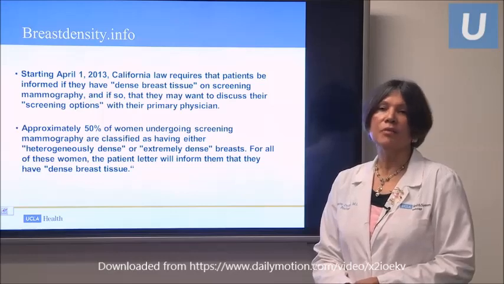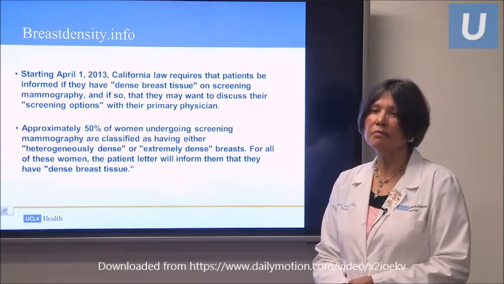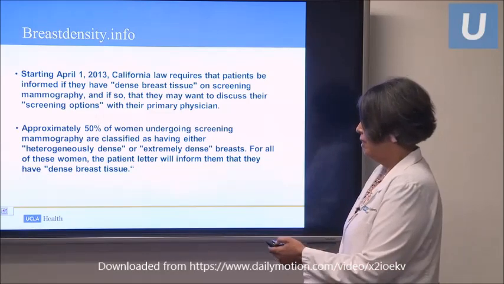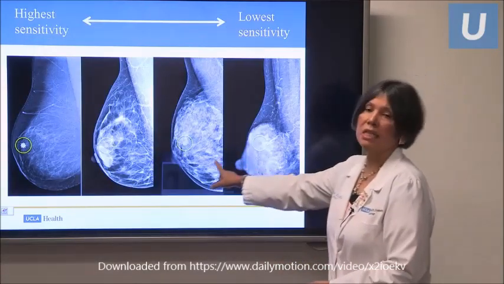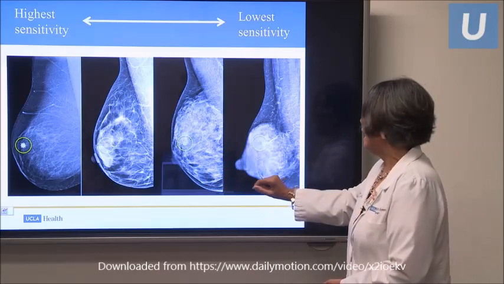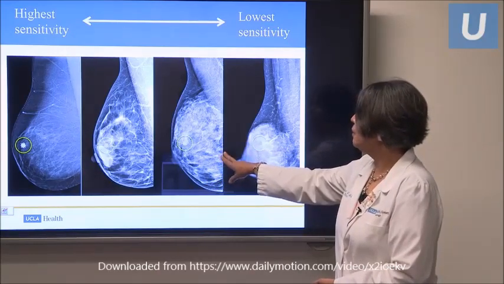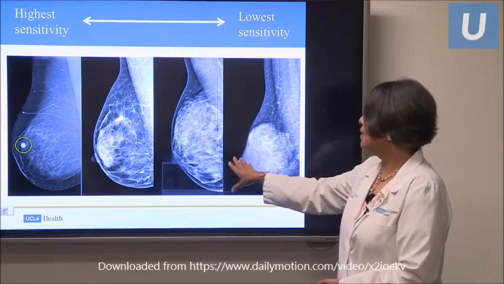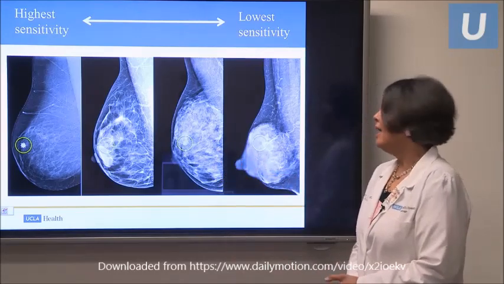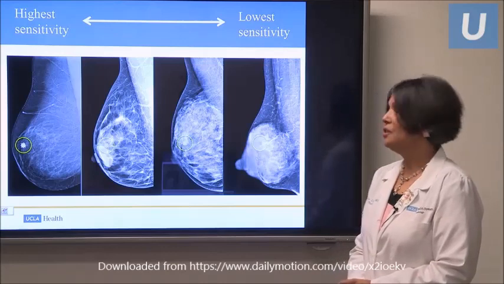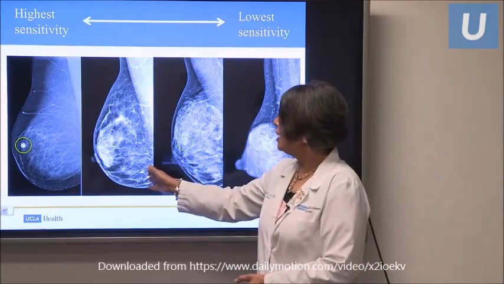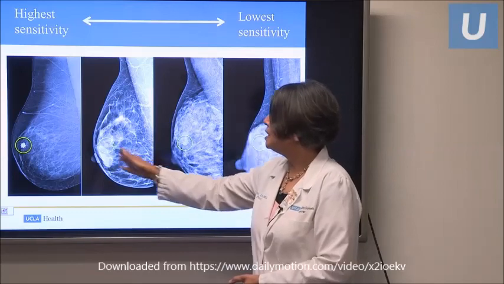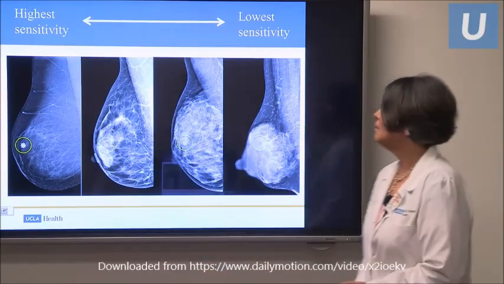So only approximately 47 to 50% of women have the heterogeneously dense breast, and this is probably somewhere about 40%, and this is somewhere about 10%. But combined, 50% of women have what we would call dense breast tissue. The other mammograms that we see, and primarily the women that we see, have this type, where it's much easier to see the breast cancers.